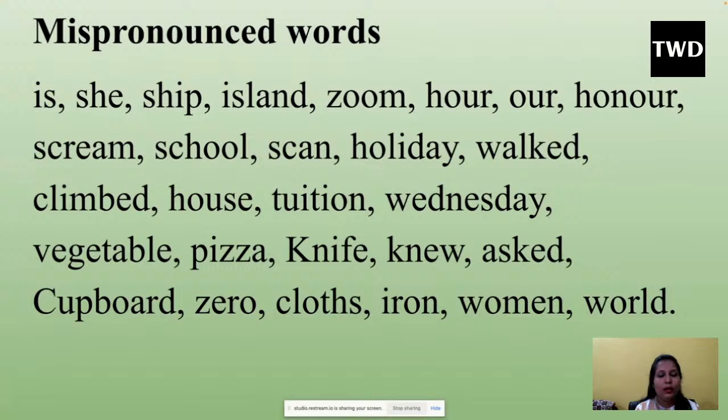Now we come to the S words, that is scream. S-C-R-E-A-M. Scream. S-C-H-O-O-L. School. S-C-A-N. Scan. Scream. School. Scan. Can you find that E sound before all these words? No, right? But people pronounce it as 'iscream', 'ischool', 'iscan'.